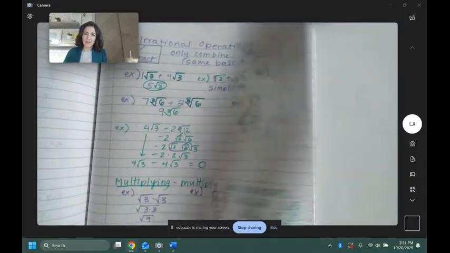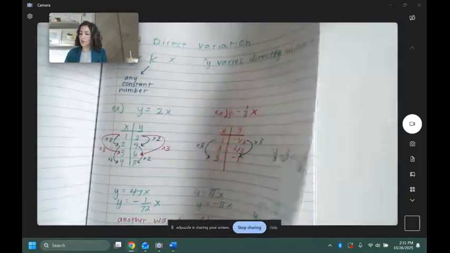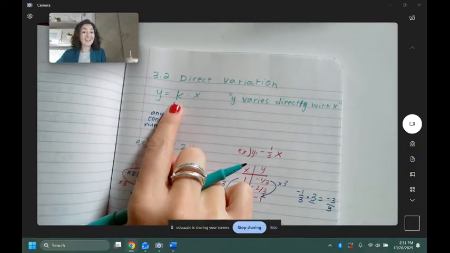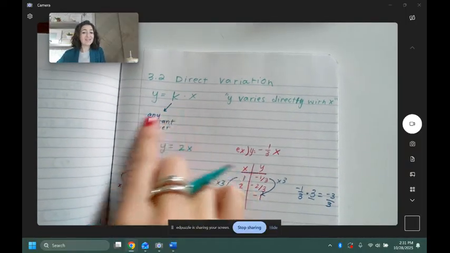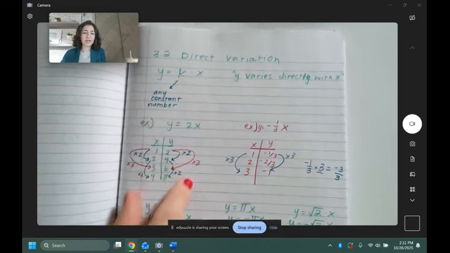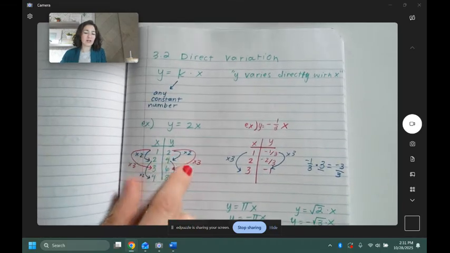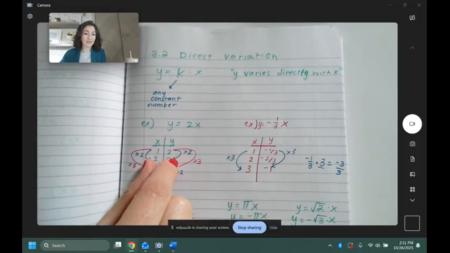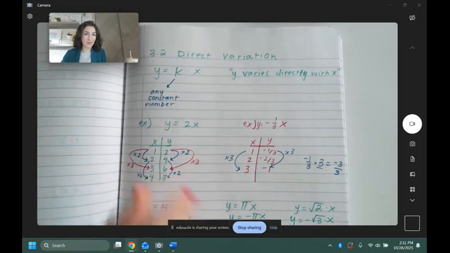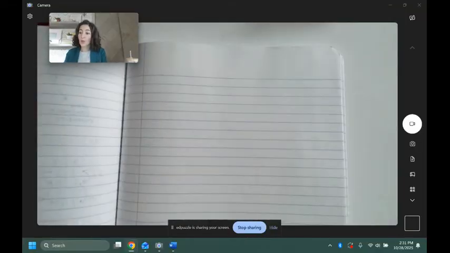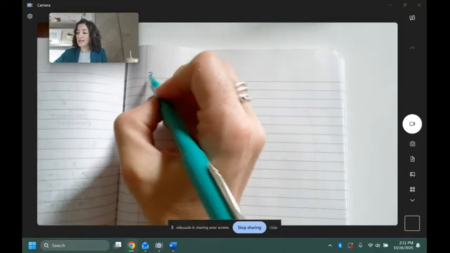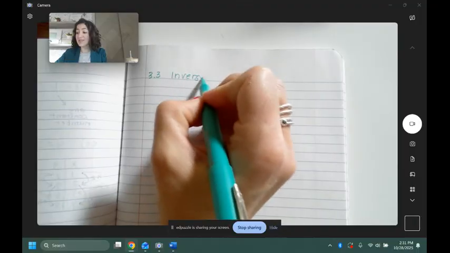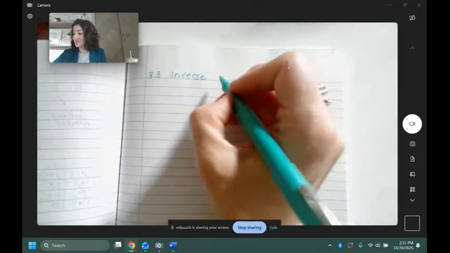So last lesson we talked about direct variation. So y equals one constant number times x. They're increasing geometrically the same way each time. If x doubles, y doubles. If x triples, y triples. So with this next lesson here, inverse, the opposite thing is going to be happening.